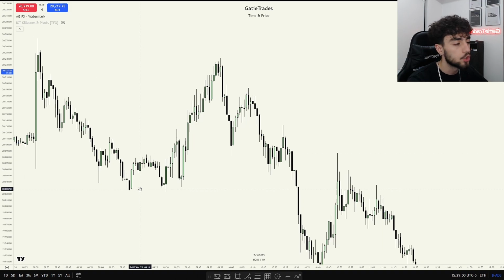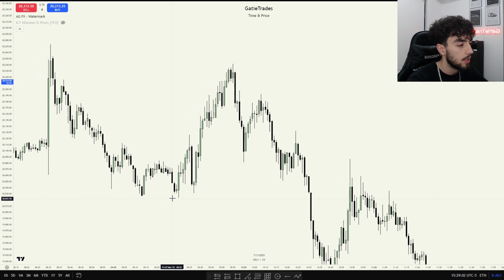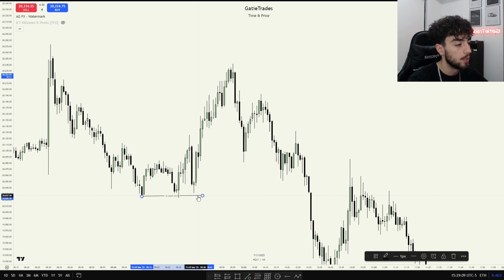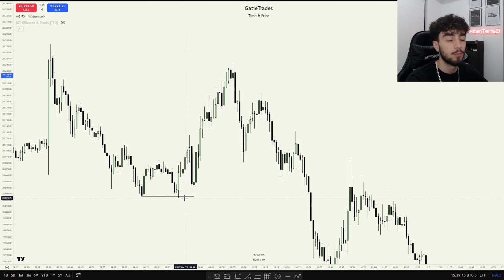Okay, now zooming into the chart, we can give you guys another example. So for example, here we have accumulation, and then we take out this low, which is again a liquidity pool. So we engage this liquidity pool and we immediately expand higher. This is our first signature of a smart money reversal.